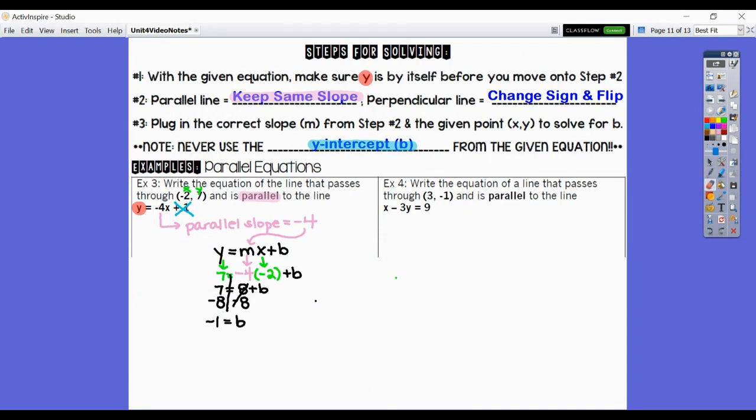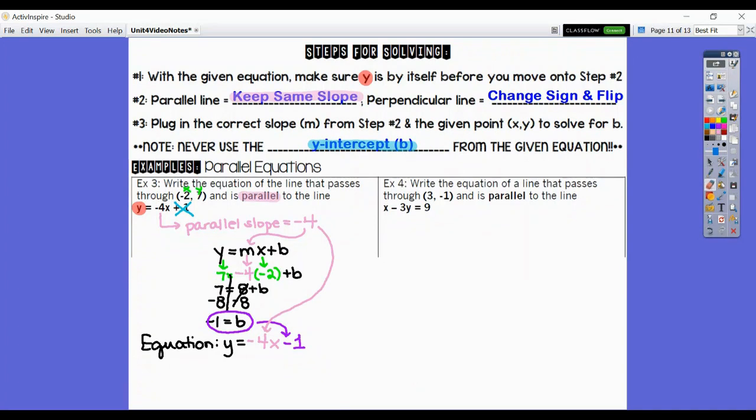For our final answer, it did ask us to write the equation, so let's go ahead and fill in the equation. The equation is going to be y equals, always, in front of the x is the correct slope, which is -4. And then after is going to be what we solved for, our b value, a -1. And that's your final equation. Keep your y and your x in the final equation just like we've been doing so far.